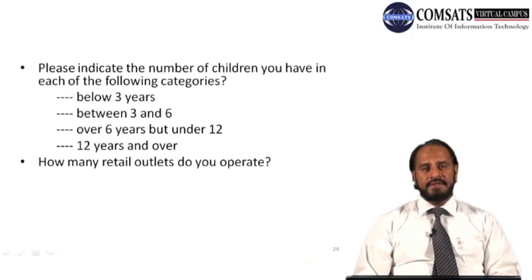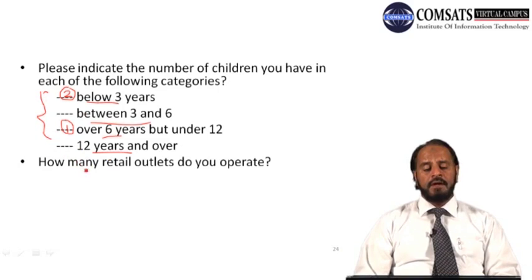Let's look at an example here. We need to indicate the number of children you have in each of the following categories. This is an example of what we call a ratio scale. We are leaving the option open here; it's not a ranking scale. The information we need to get is of a ratio nature: the exact number of children you have over 12, below 3, between 3 and 6, and so on. This is a good example of a ratio scale.